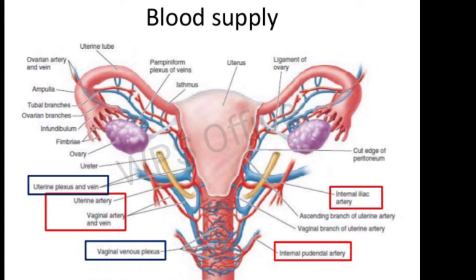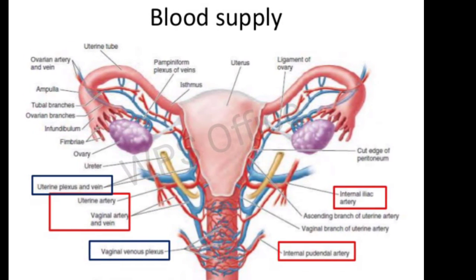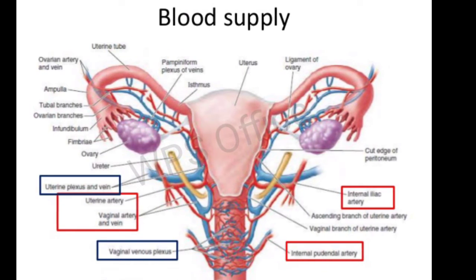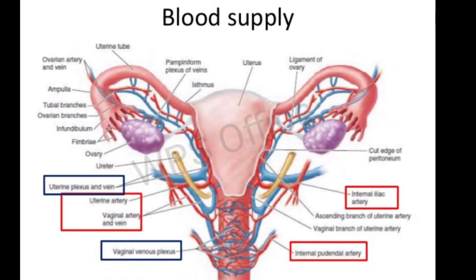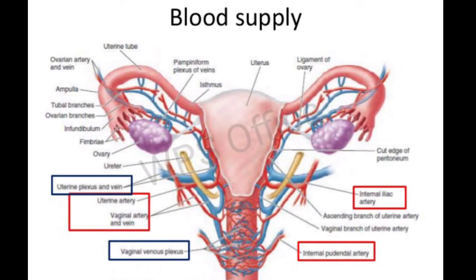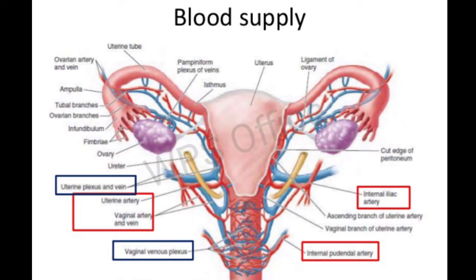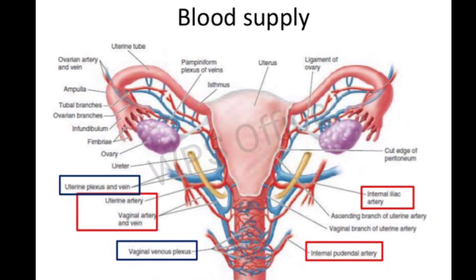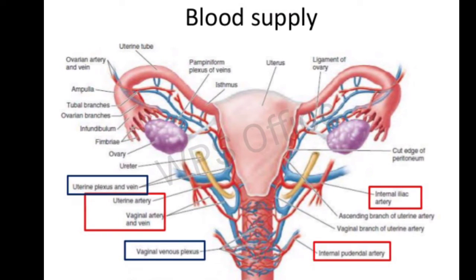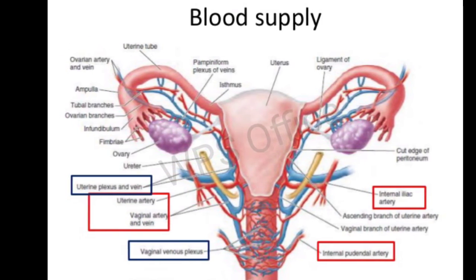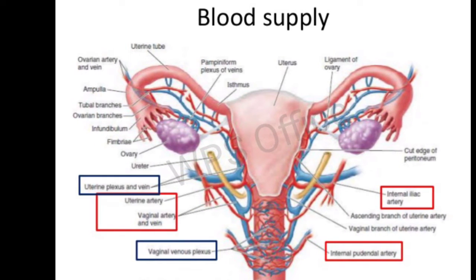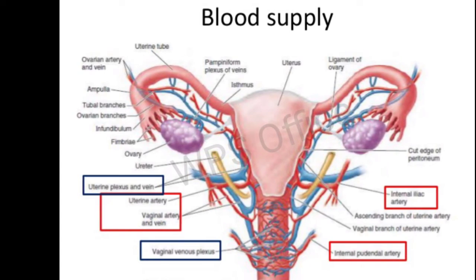Next is the blood supply of the internal genital organs. In the blood supply, here lies the uterine plexus and veins, uterine artery and uterine veins. Then the vaginal artery and vaginal veins will be there. Then the internal iliac artery and the internal pudendal artery. So these are the arteries and veins which will be providing the blood supply to the internal organs.